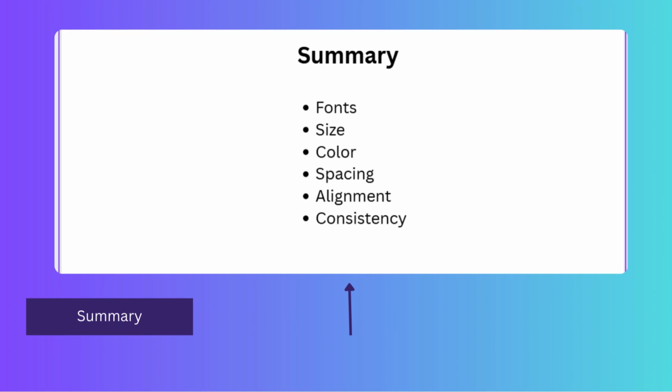Here is a quick summary. Use headings, subheadings, and body text to create hierarchy. Choose fonts that match your style. Use size, color, and spacing to guide the viewer's eye. Use alignment and effects carefully, and keep your text styles consistent across your entire design.